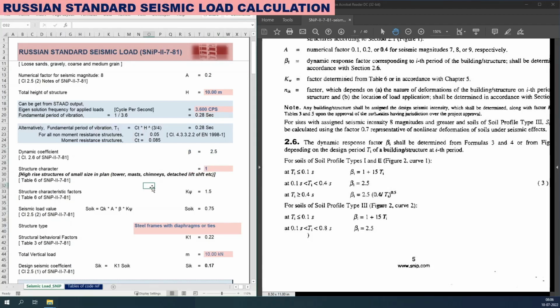Then the next one is the structure character. For the definition of the structure character, we need to refer to table 6 of SNIP 2781. For that, we need to refer to page number 12.